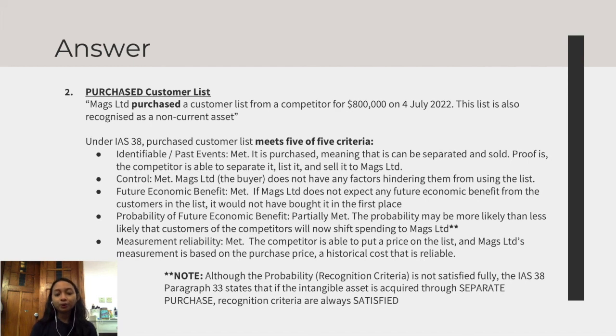Note that although the probability criteria or the recognition criteria is not fully satisfied, IAS 38 paragraph 33 still states that if the intangible asset is acquired through separate purchase, then the recognition criteria is always satisfied. So in conclusion, under IAS 38, the purchased customer list actually can be recognized as intangible asset. However, it is not included as non-current asset but as intangible assets.